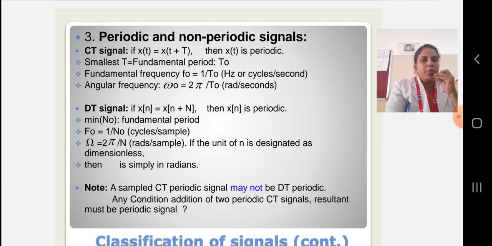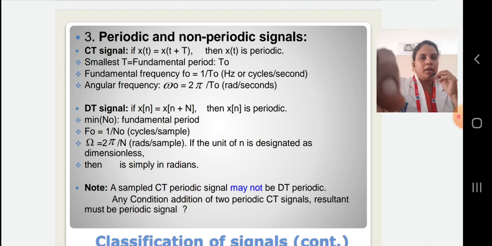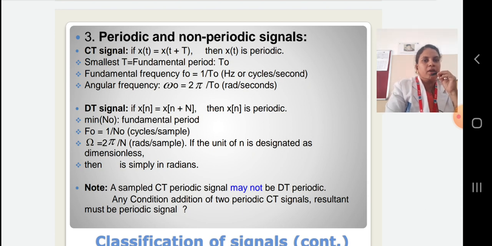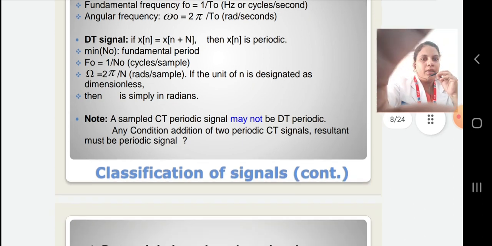From the fundamental period we have to calculate the fundamental frequency, that is f naught equal to 1 by T naught. So from this relation we calculate the fundamental frequency, which is represented in terms of hertz or cycles per second. And what is the angular frequency? The angular frequency is calculated as omega naught equal to 2 pi divided by T naught, where T naught is the fundamental period. And again for the discrete time signal, from this we have to calculate the f naught value and omega value.